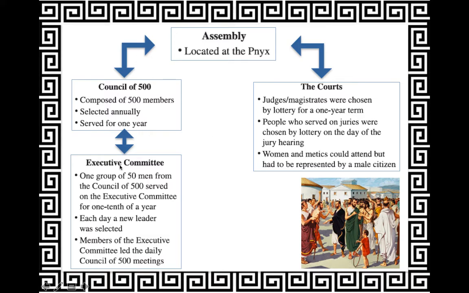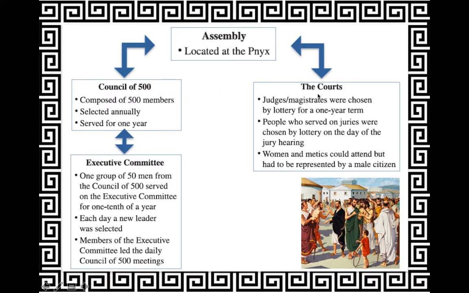And then from there we have an executive committee, which is a group of 50 men from the Council of 500 serving as the executive committee for 1/10 of a year. Each day a new leader was selected, and the members of the executive committee led the daily Council of 500 meetings. Now, I know we didn't really talk about the executive committee too much, but we can see that from the council an even smaller committee is chosen, and that's to make sure that the Council of 500 is also run properly.